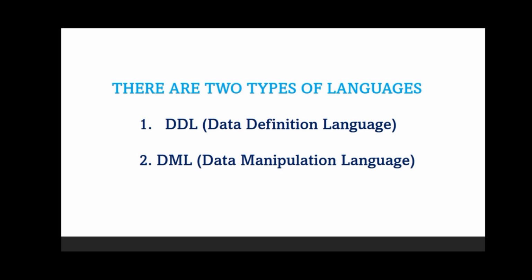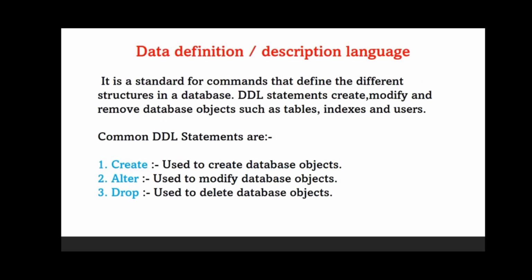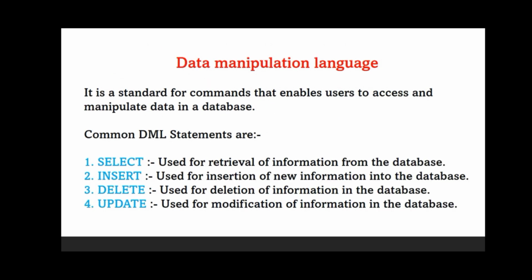Now there are two types of languages, DDL and DML. DDL means data definition language and DML means data manipulation language. Data definition or description language is a standard set of commands used for coding, like create, alter, drop. Create means creating some database object. Alter means to modify the database object. Drop means to delete the database object.